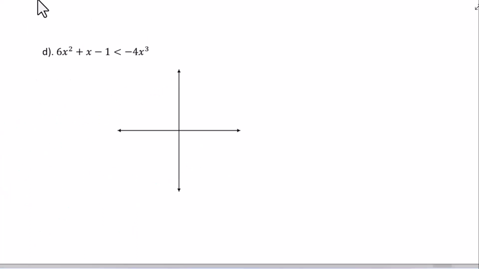Let's go to D. Move negative 4x to the third power to the left side. 6x squared plus x minus 1 plus 4x to the third power less than 0. Since this is a polynomial function, we can use Poly Roots to figure out all solutions.